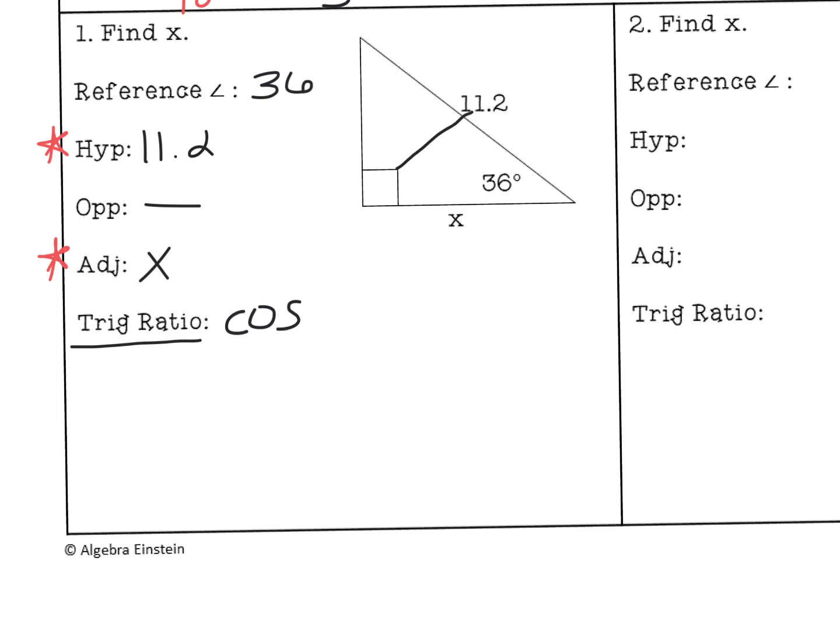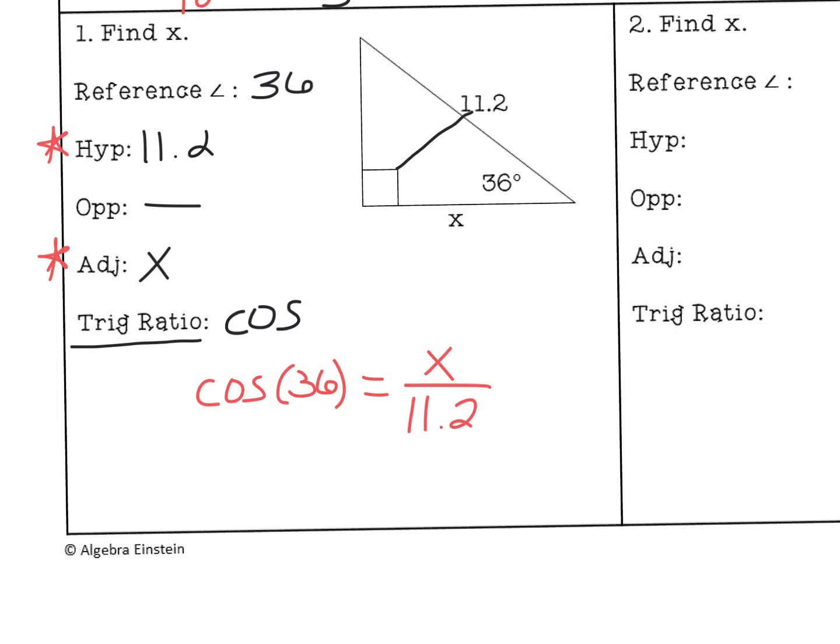Now we have to write. We have to write our equation. What did you just say? X over 11.2. You used the ratio. So we have x over 11.2, but we're writing an equation. What's going to be on the other side? Cosine of 36. Right, we're going to use cosine of our angle. Now we have it set up. Now we have to solve.